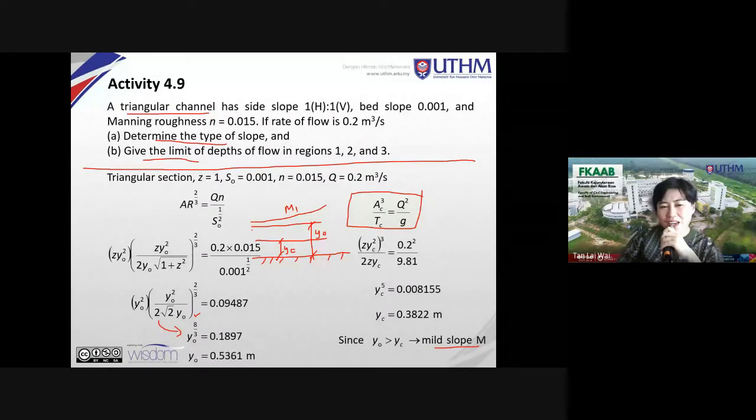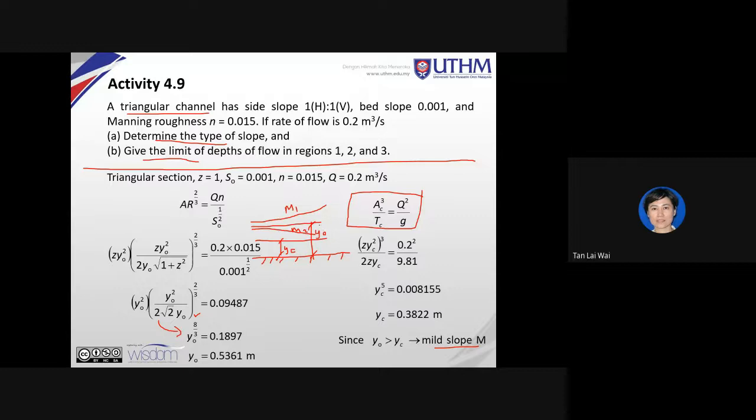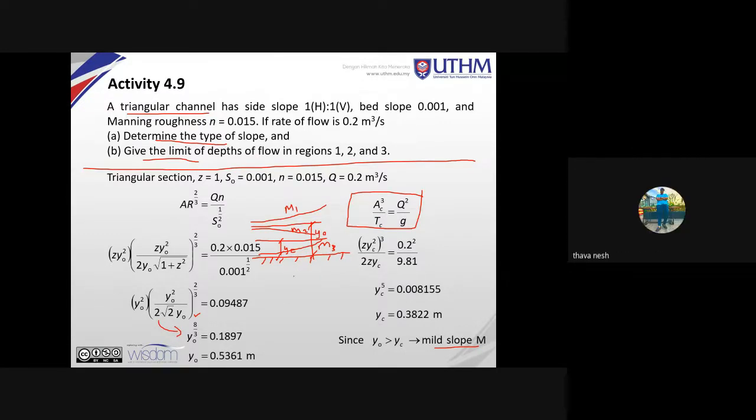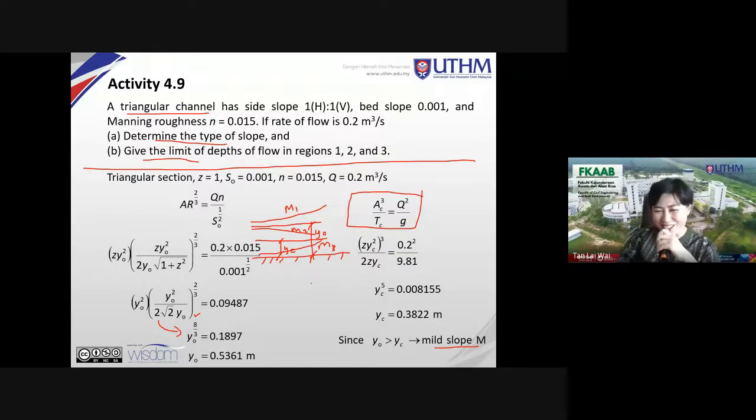Untuk dapatkan M2, betul tak kalau saya cakap ukur dalam dia, limit dia mestilah kurang daripada Y0 dan lebih besar daripada YC? Betul kan? Betul semua? Untuk dapatkan M3, the depth should be less than YC. Agree? Betul kan? Okay, thank you. Ada pun orang. Thank you so much guys.